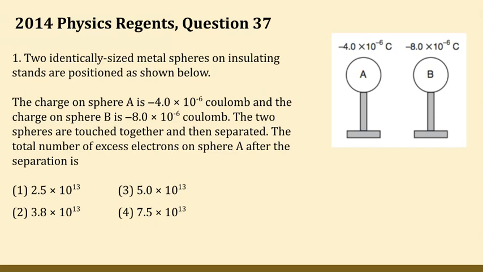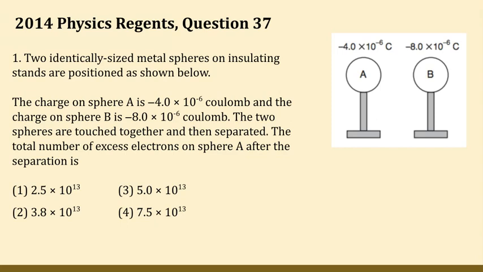on insulating stands are positioned as shown below. The charge on sphere A is negative 4.0 times 10 to the negative 6 coulombs, and the charge on sphere B is negative 8.0 times 10 to the negative 6 coulombs. The two spheres are touched together and then separated. The total number of excess electrons on sphere A after the separation is blank.